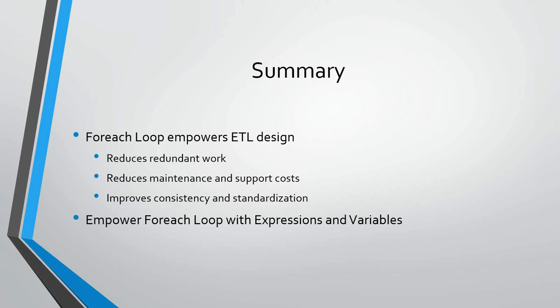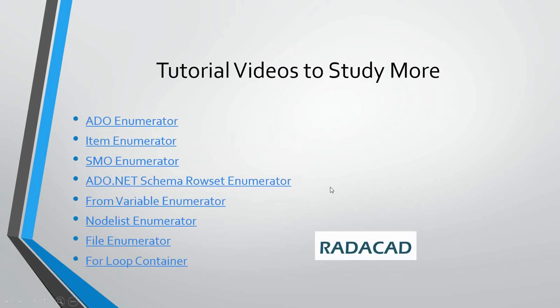As a summary, in this session, you've learned how to use Foreach Loop Enumerator to empower your ETL design, to reduce redundant works, to reduce maintenance and support costs, to improve consistency and standardization. And always you should be aware of using expressions and variables to create dynamism as well. For those samples that I didn't talk about, there are links here to my blog entries, and there are tutorial videos for each sample. You can use them and download them.